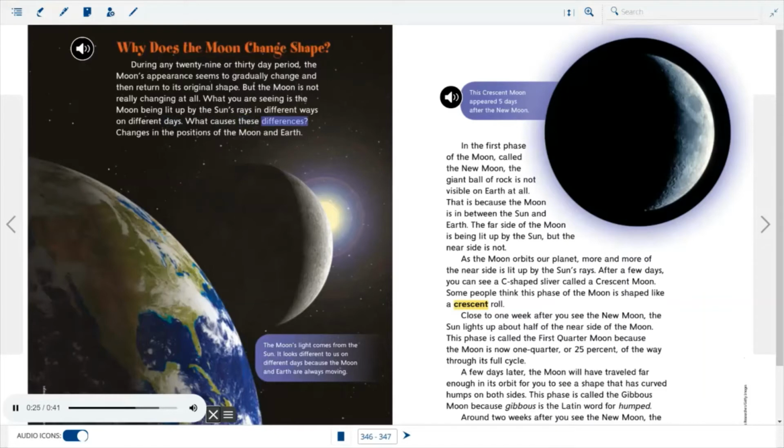What causes these differences? Changes in the positions of the moon and Earth. The moon's light comes from the sun. It looks different to us on different days because the moon and Earth are always moving.